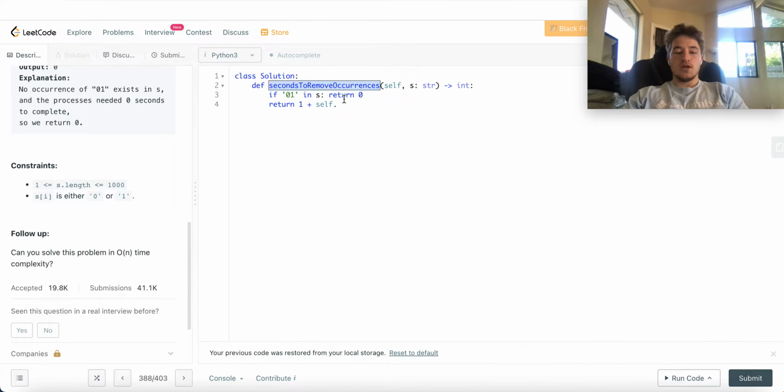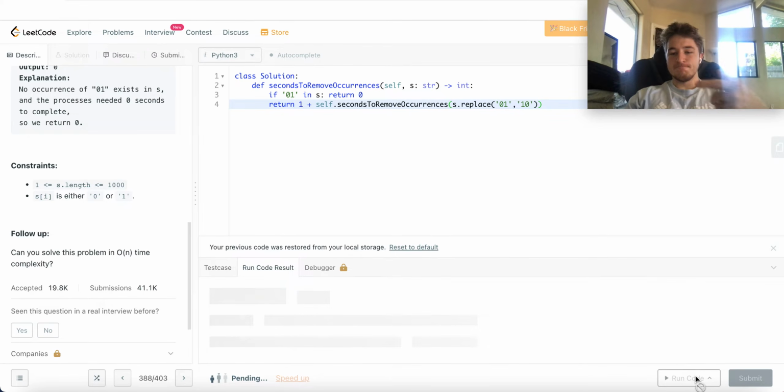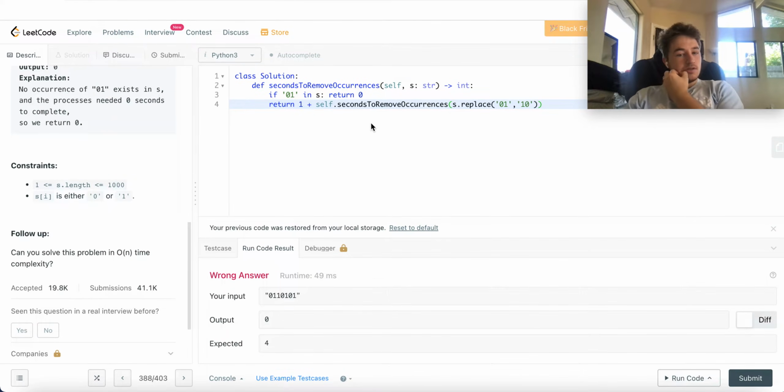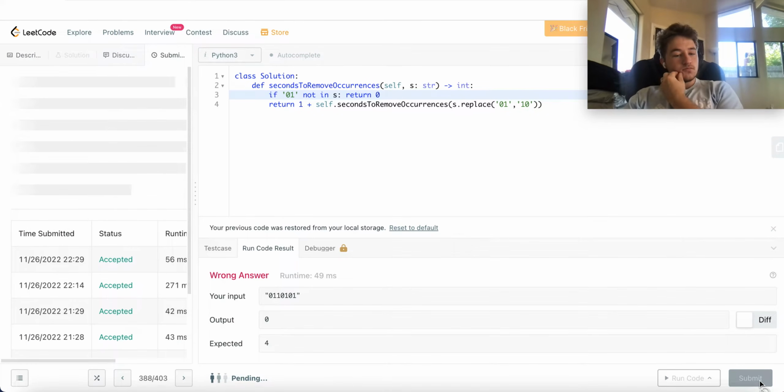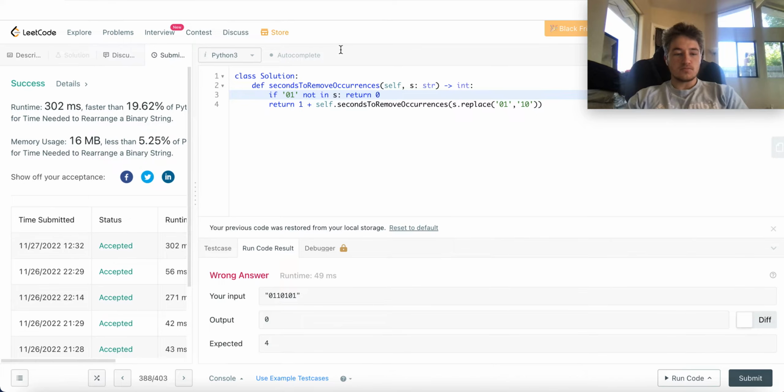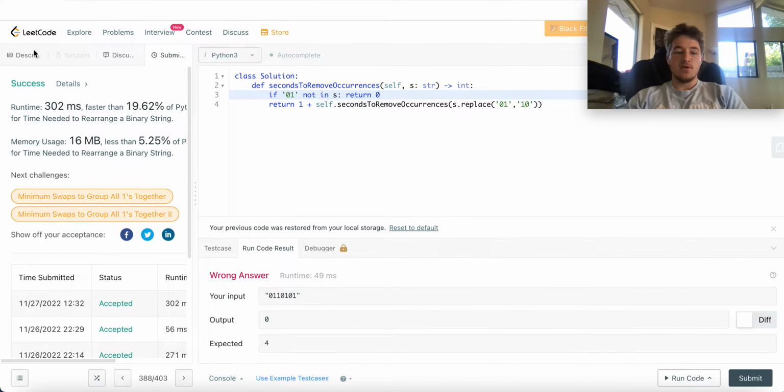So we'll do self dot, and then we'll take S and replace all the cases of 0, 1 with 1, 0. And we'll keep doing that until we process the whole string. So if 0, 1 not in S, then we'll have a solution. All right, so this is the n squared runtime algorithm.